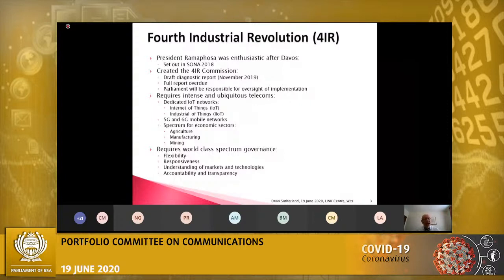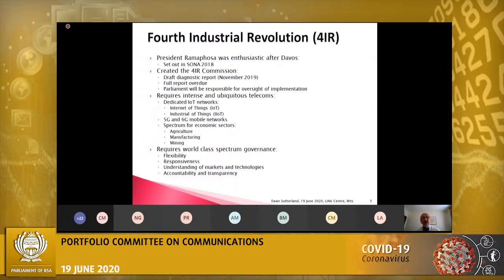And the implication of that is that we need world-class spectrum governance. So that's going to require a lot of flexibility, moving quickly. As we've said, a lot of these changes are not being generated within South Africa, they're being generated outside, but they create enormous opportunities. And so we have to be able to respond to those. It also implies quite detailed understanding of markets and technologies. Who's able to do this? Who's doing this? What's happening? What are the trends? What does that mean for us?